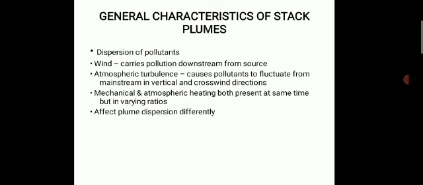The general characteristics of stack plumes are: dispersion of pollutants, and carrying pollutants downstream from the source. It causes pollutants to fluctuate from the mainstream in the vertical and crosswind direction. This is called atmospheric turbulence. Mechanical and atmospheric heating are both present at the same time, but in varying ratios, and they affect plume dispersion differently.